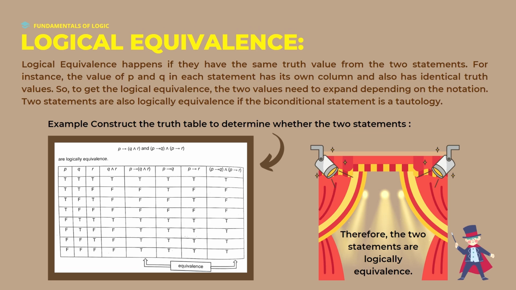Example, construct the truth table to determine whether the two statements are equivalent. The first statement is P implies Q conjunction R, and the second statement is P implies Q conjunction P implies R. And as we can see, the first statement and the second statement have the same truth value. Therefore, the two statements are logically equivalent.